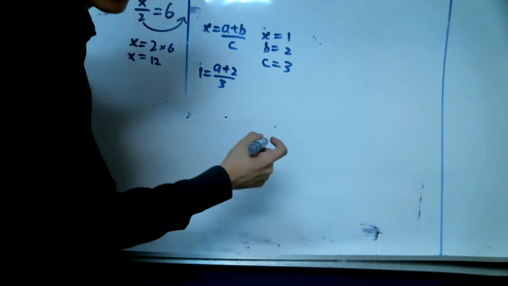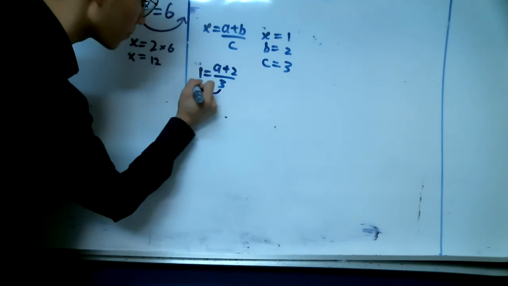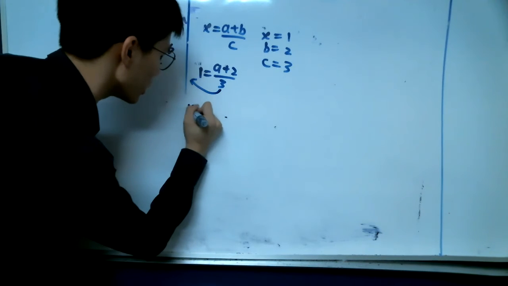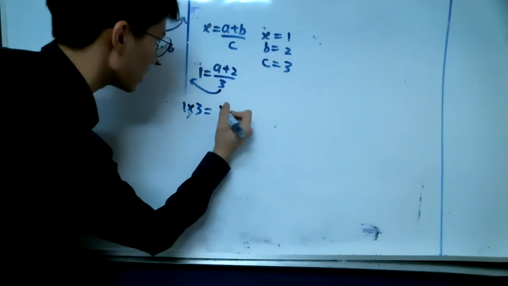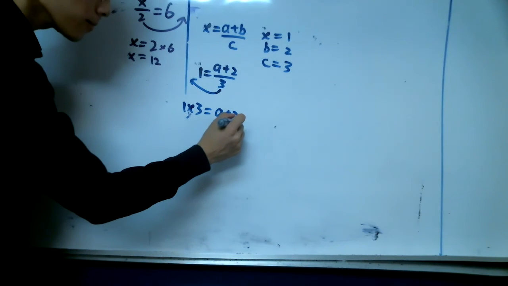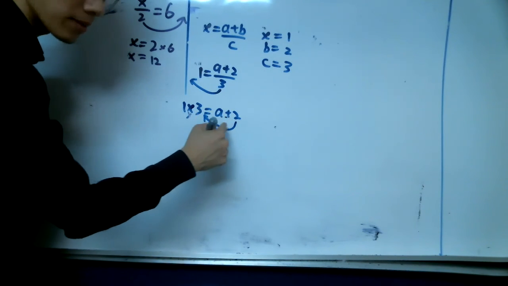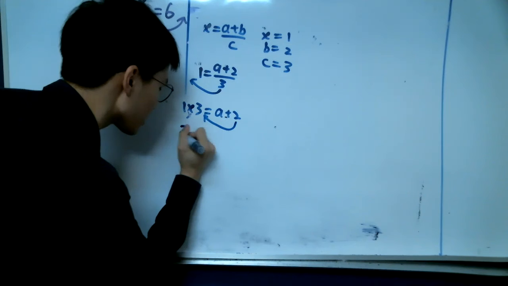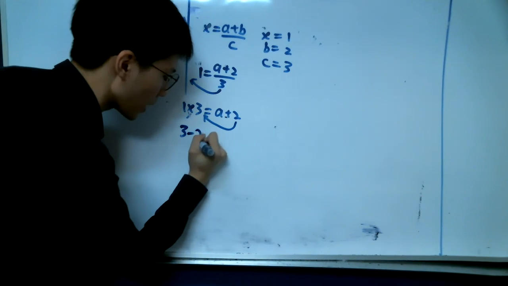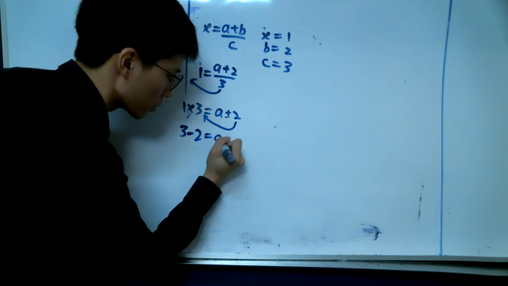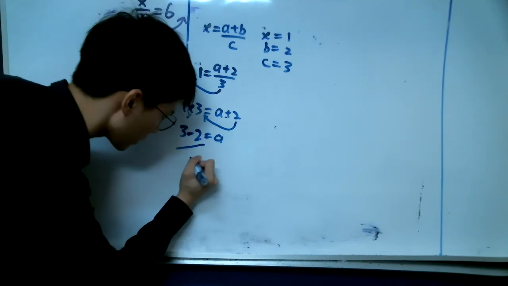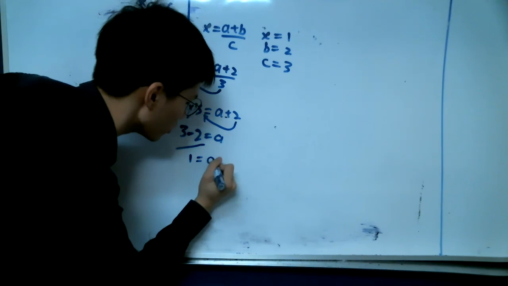And so the first thing I do here is I bring the divide by 3 from the right-hand side to the left-hand side. It becomes times 3. 1 times 3 equals a plus 2. Then I bring the plus 2 over from the right to the left. When I do that, 1 times 3 is 3. The plus 2 becomes a minus 2 equals a. And from here, I just evaluate what is 3 minus 2, and I get 1 equals a.